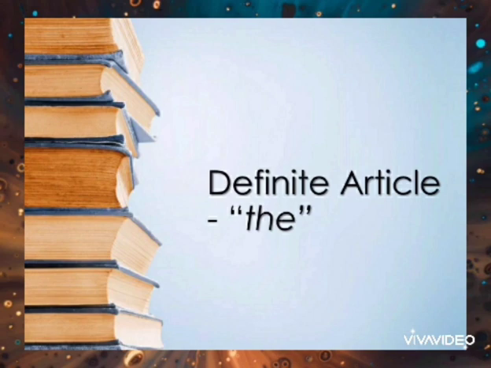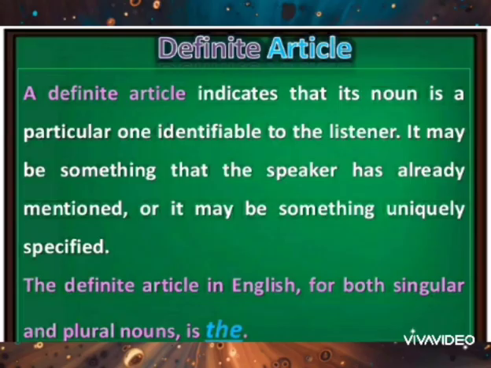So the topic of today's video, as you can see by looking at the picture, is the definite article "the". Let's proceed further. Definition of the definite article: a definite article indicates that its noun is a particular one identifiable to the listener. It may be something that the speaker has already mentioned, or something uniquely specified. The definite article in English for both singular and plural nouns is "the".